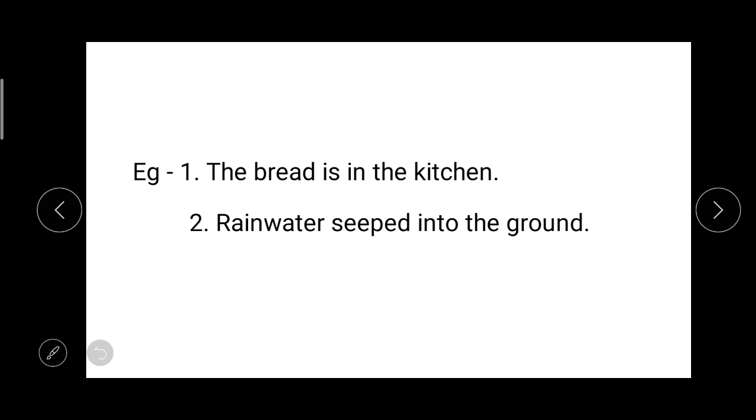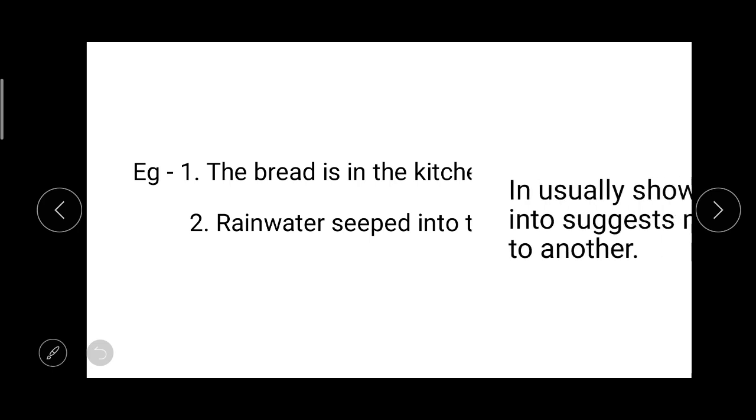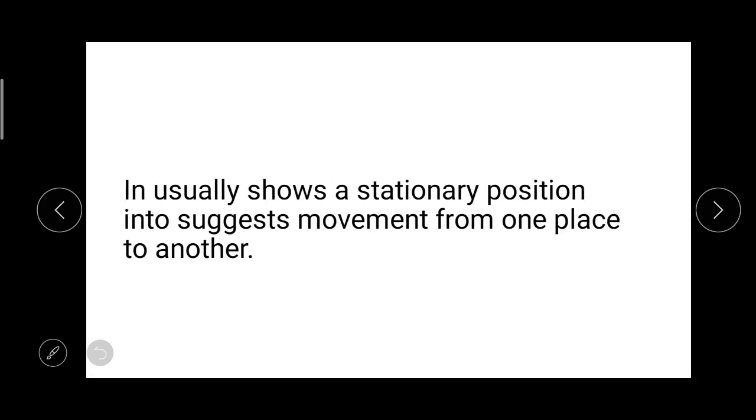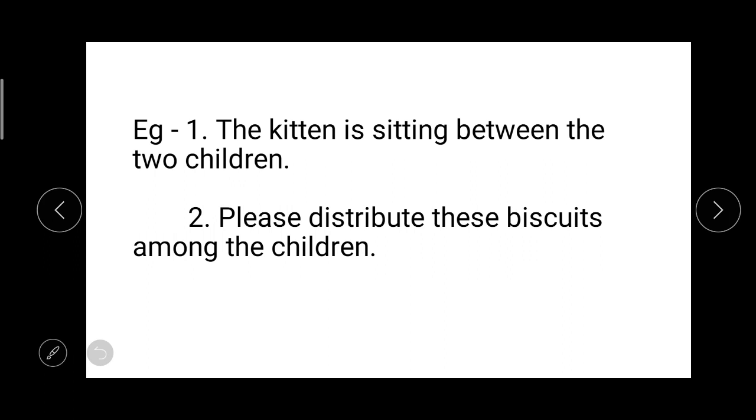But in number two, seeped into the ground, here into is showing us the position of the rainwater, which is a movement from one place to another. And this is the difference between in and into. So basically in shows a stationary position, a static position, whereas into suggests movement from one place to another. Now let me show you the difference between between and among.